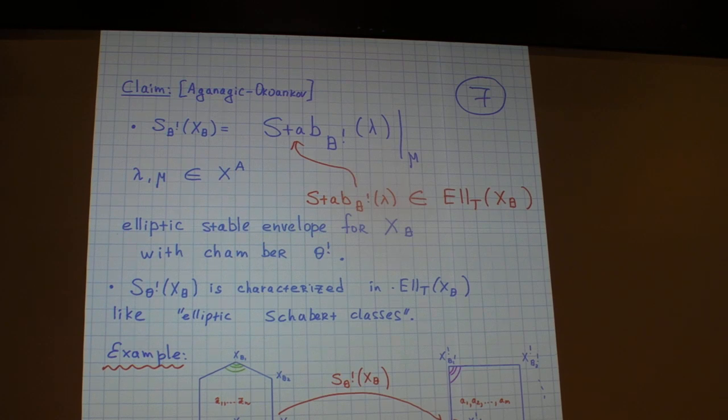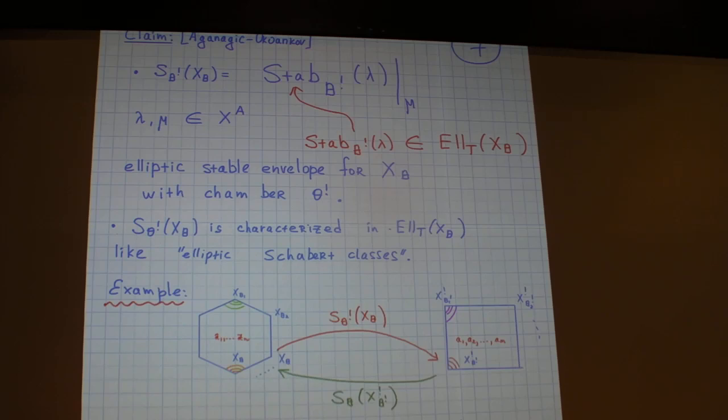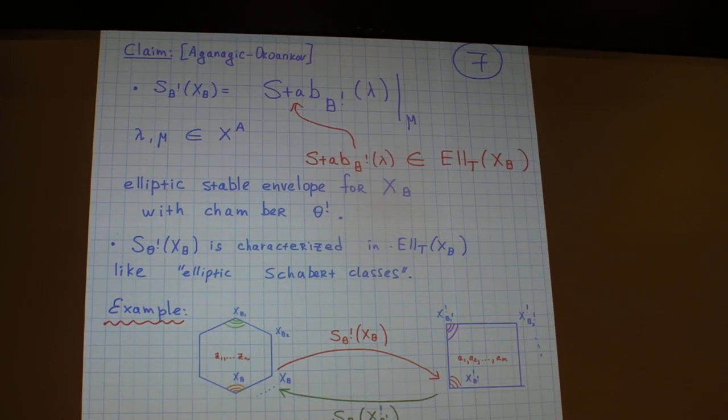All right? And there are a lot of implications. In the paper of Aganagic and Okounkov, the elliptic stable envelope is defined axiomatically. Given a variety, you consider the elliptic cohomology of that variety. There are very special classes in elliptic cohomology which satisfy a bunch of conditions which fix these classes. If you view it from this point of view, it's absolutely unclear that the stable envelopes on one side and on the other side are related.